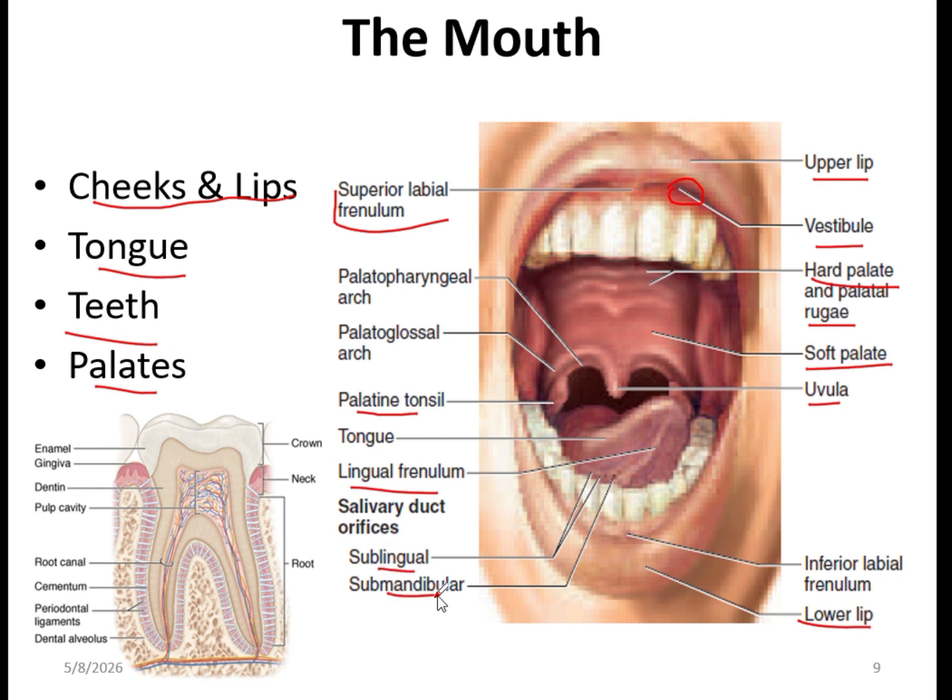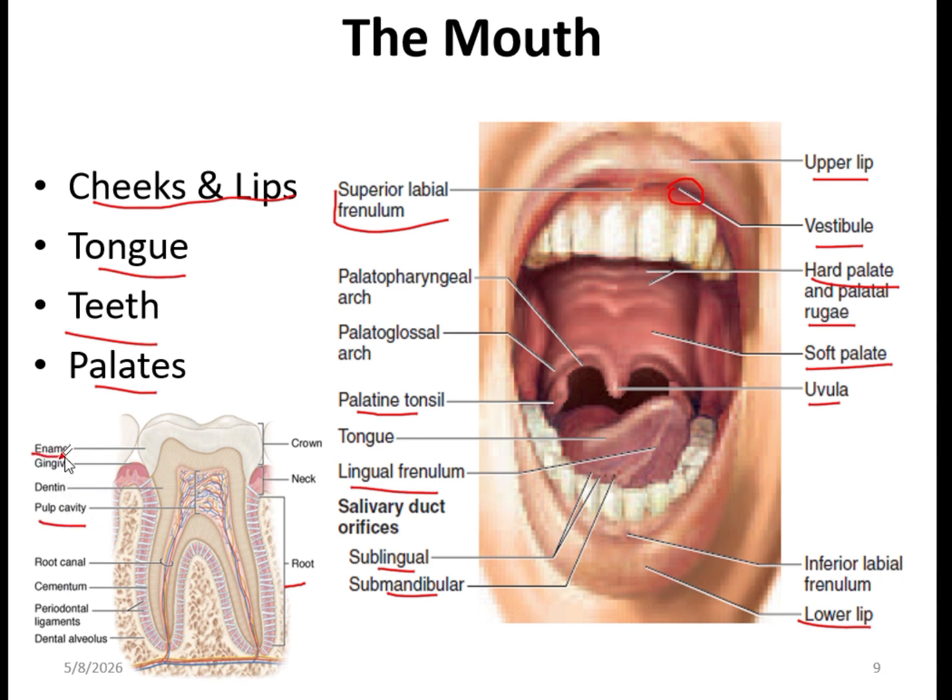If we talk about teeth, generally we divide them into three parts. The upper part is known as the crown, the middle part is known as the neck, and the lower part is known as the root. The upper part, the crown, has odontoblast cells, and here is the pulp cavity and the enamel.